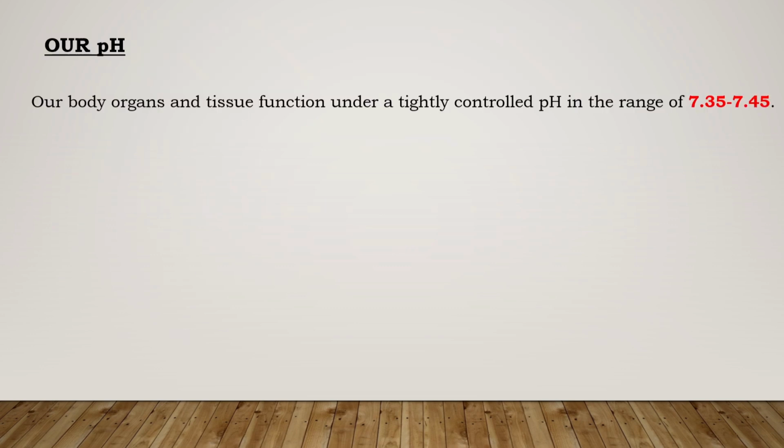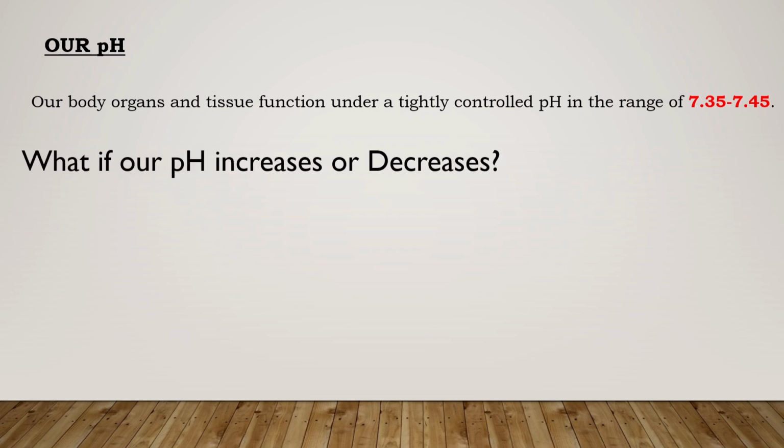What is the normal pH in our body? The normal pH in our body comes in the range between 7.35 to 7.45, where our body organ and tissue functions will go in a perfect manner. What happens if the pH increases or decreases? That means if the pH has an imbalance, what can happen?